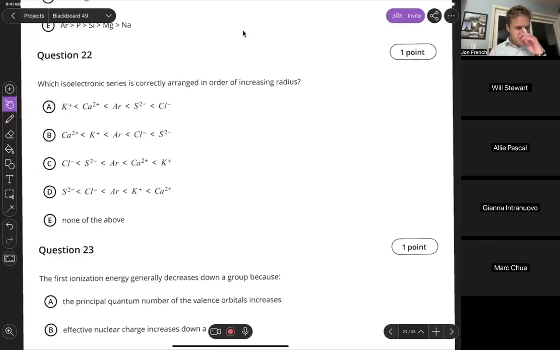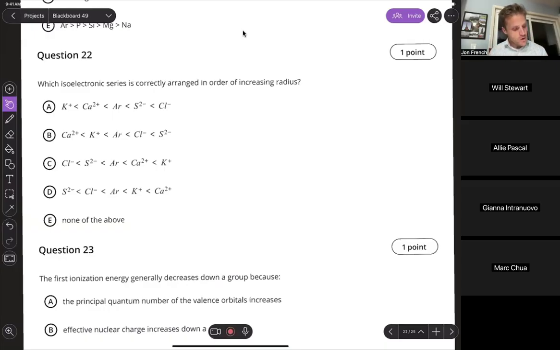All right, questions 22, 24, 25, and 27. So 22: which isoelectronic series is arranged in order of increasing radius? In an isoelectronic series, the species have the same electron configuration. Cations are smaller because we've lost electrons from our largest orbitals, and with cations we have more protons than electrons, so we can pull those electrons closer.